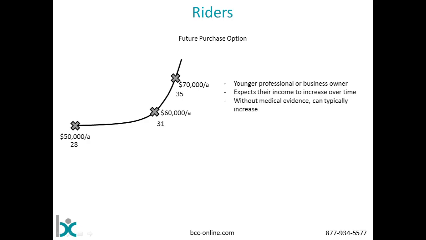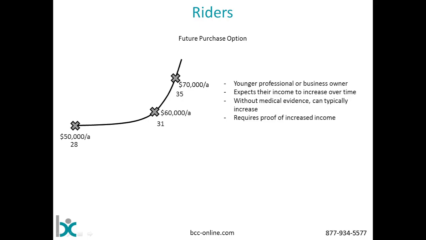And then let's say that this person gets to age 35, and at age 35, here we are again. This person has $70,000 of income now. They say to their insurance company, I'd really like to increase my amount of coverage. Great, no problem. You bought that future income option or future purchase option. Increase your coverage. You're in good shape. You don't have to give us any evidence except of that increased income.